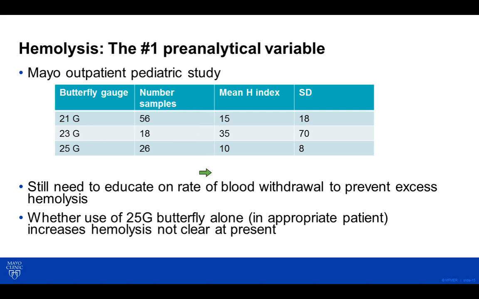So again, we're at a point where with newer technology, we don't know how big a factor use of a 23 or 25 gauge butterfly is. And again, you have to realize that this is a pediatric study, so they were done in the appropriate infant. So we're using a 25 gauge butterfly with an infant with very small veins. So we're still matching vein size to needle size. If you use a 25 gauge on an adult, you're probably still going to increase hemolysis.